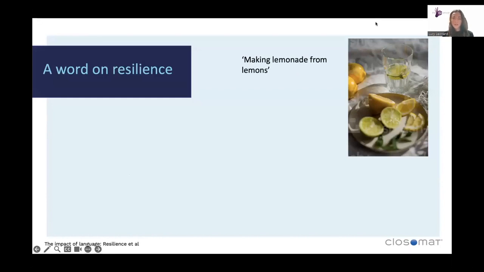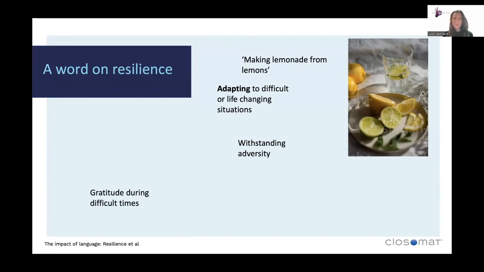So when I looked at the definition of the word resilience, I found the following. Resilience is making lemonade from lemons, adapting to difficult or life-changing situations, withstanding adversity, gratitude during difficult times, which I felt really uncomfortable with that particular term, composure, working through emotional pain and suffering, bouncing back. So the word resilience, and this is why I was trying to explain that it does have quite a lot of negative connotations. We shouldn't be expecting people to give gratitude during difficult times, to work through emotional pain and suffering.